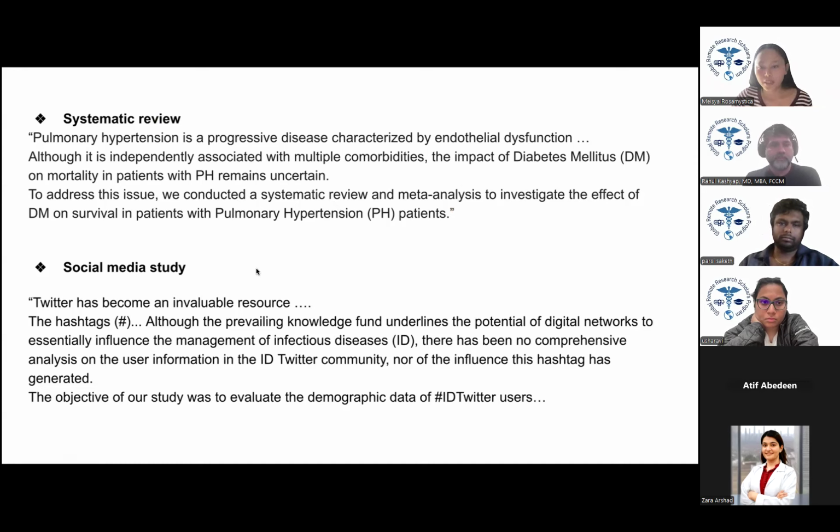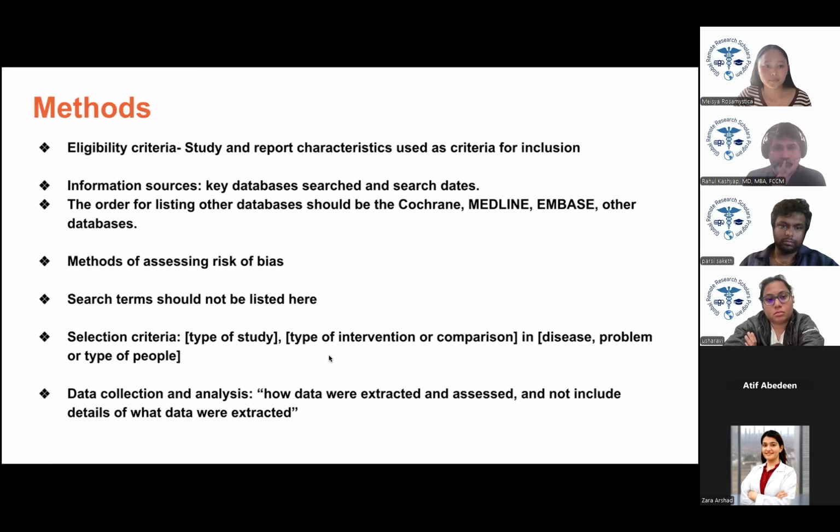Now, for a social media study, first you start by talking about what Twitter is, how significant your hashtag is in the Twitter community, and what is going on in the Twitter community related to your hashtag, and then what you did to bring the imprint of this hashtag. In this case, if you can see on the hashtag ID Twitter, they mentioned that they evaluate the demographic data on hashtag ID Twitter, analyzing the global impact of the hashtag. So that was for the introduction section.